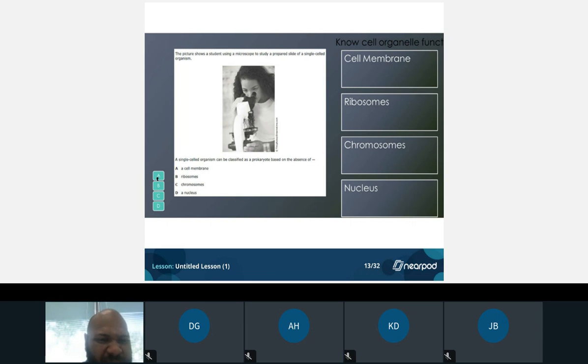A prokaryote is described based on the absence of what? All right, I'm seeing overwhelmingly good job: based on the absence of a nucleus. Excellent job. So remember, we determine prokaryotes and eukaryotes based on the presence or absence of a nucleus. Prokaryote cells, no nucleus. Very good. Excellent job, guys.